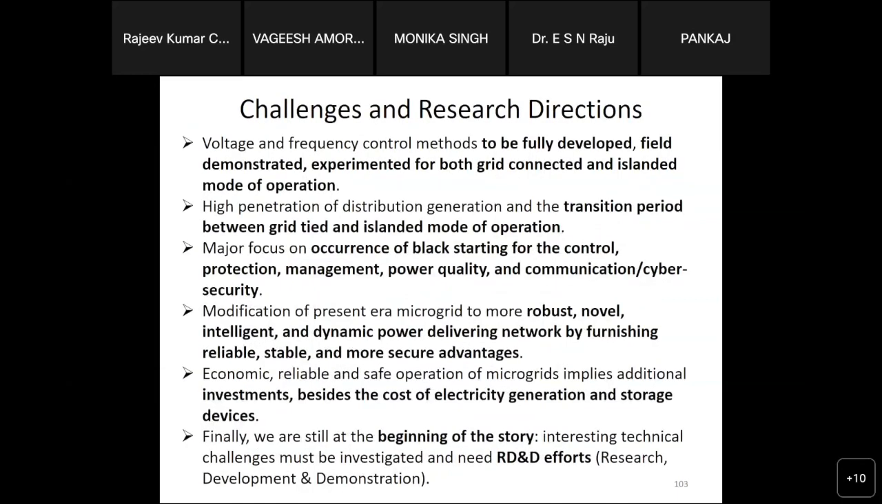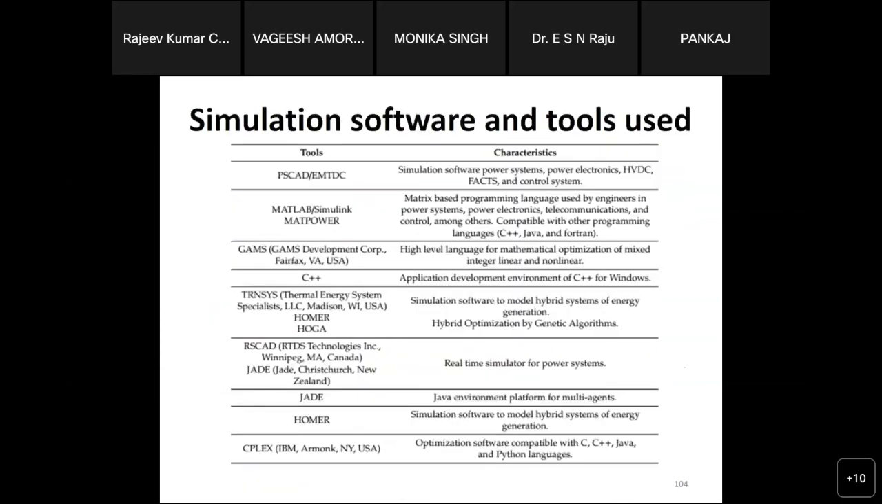And here I'm giving the different simulation software tools that can be used. As we can see, we have different offline simulation tools, real-time simulation tools, software-based tools, and energy management tools, like PSCAD and EMTDC, mainly for electromagnetic transient and dynamic simulations. We can also go for MATLAB, which can be used for many applications. We can go for GAMS, a high-level language for mathematical optimization, when we are going for optimization problems.